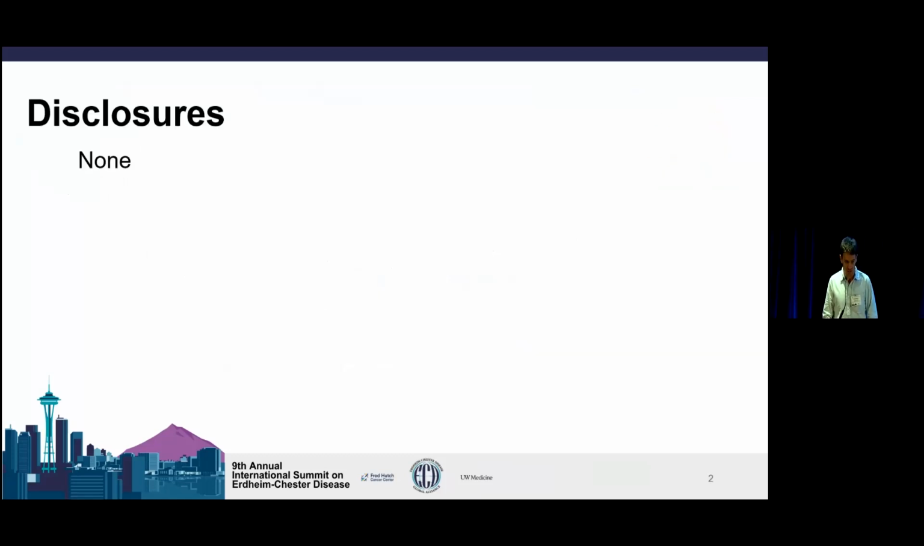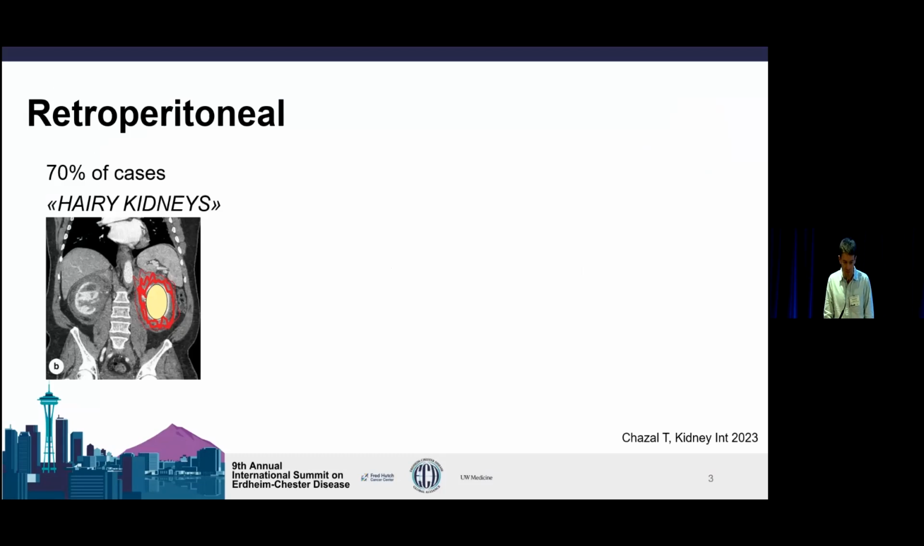I have no disclosures. I'll start with retroperitoneal involvement, which in almost all cases means perirenal involvement. It's very frequent in ECD, and we see this image that is called hairy kidneys, because you can see that in yellow we have the kidney, and what is in red in the figure is all the histiocytic infiltration that surrounds the kidney.